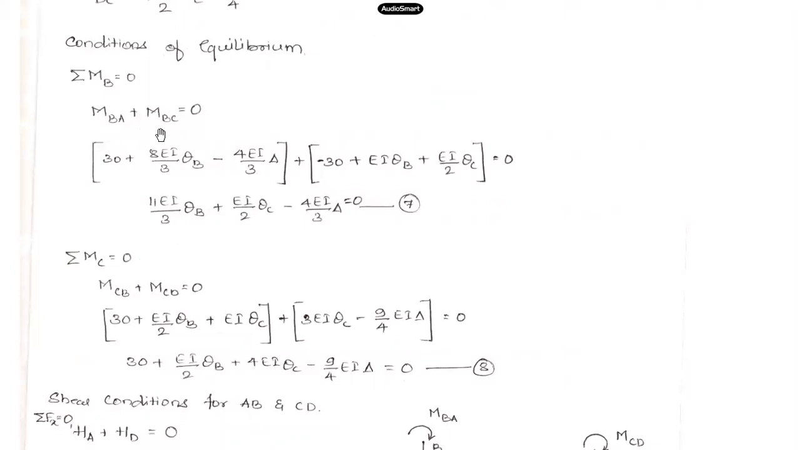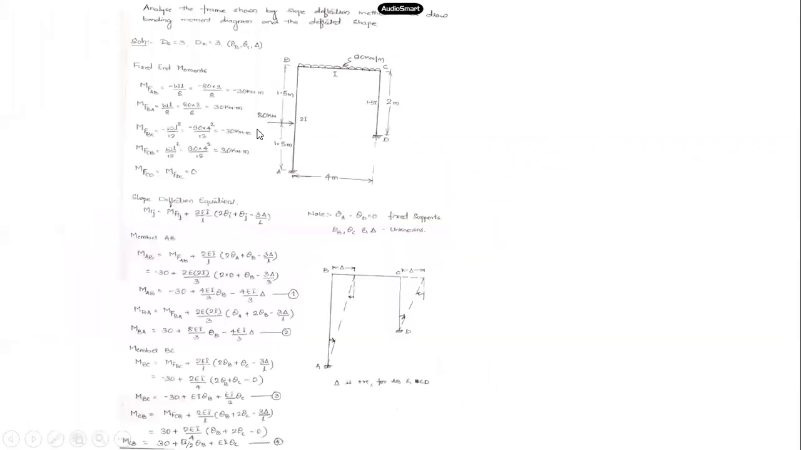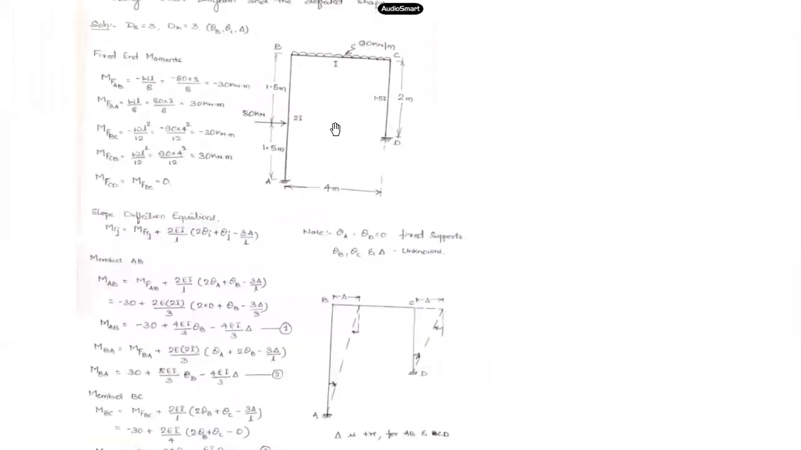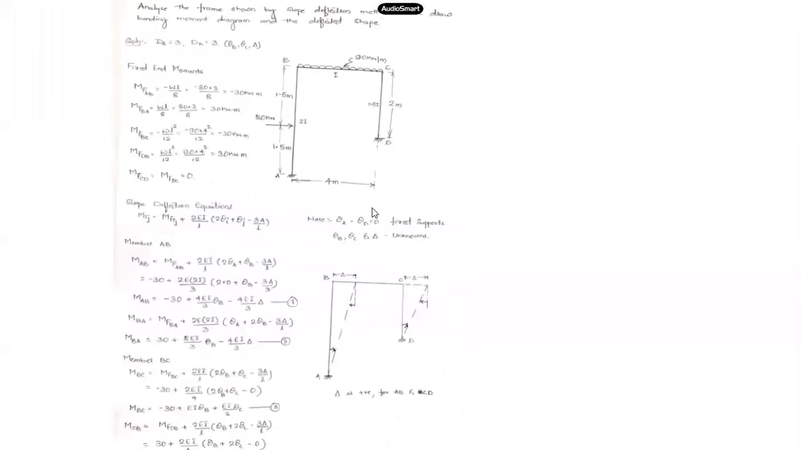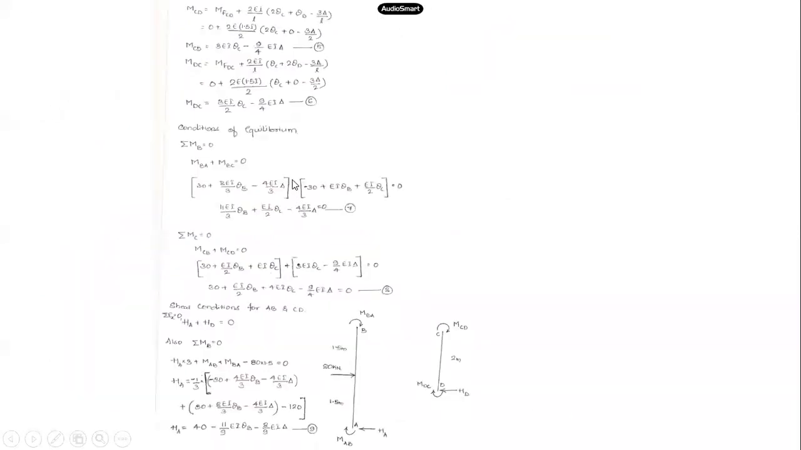So MBA plus MBC. What are the members connected at joint B? It is BA and BC. Okay, 2 members are connected at this joint B: BA, BC. At C, they are CB and CD. So while writing that condition of equilibrium, we'll be considering the moment in those 2 members. So at B, MBA plus MBC should be 0.